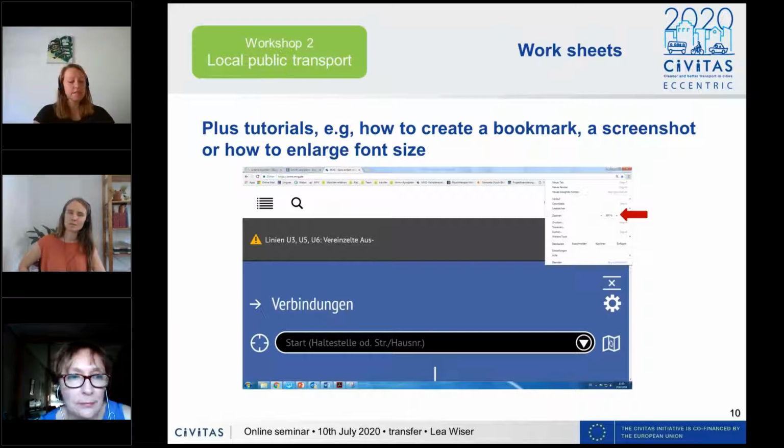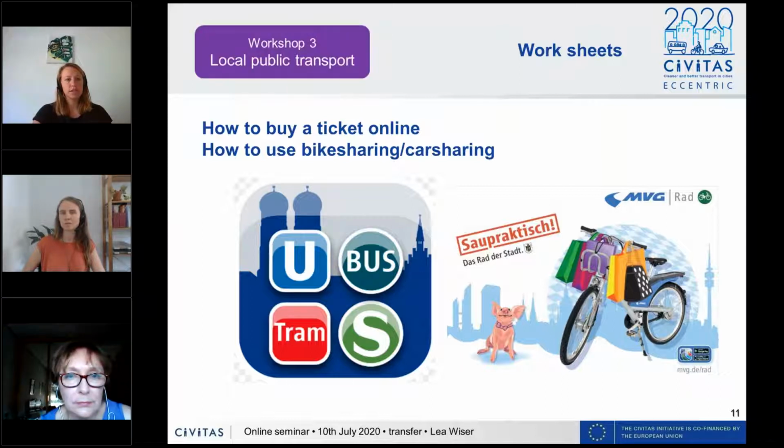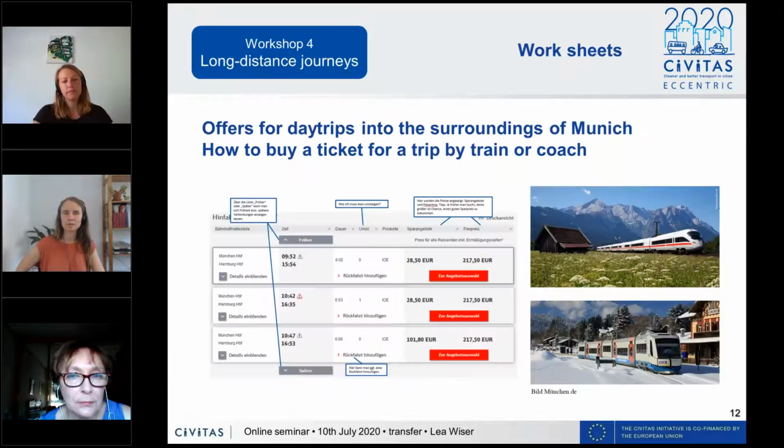Of course, there are two devices, so computers or smartphones, and both of the tutorials are in the worksheets. So the seniors can just decide which device they want to use. So this was local public transport, and we have another topic in the last session, the long distance journeys, where they can see how they buy a ticket online for the train and where they can do some trips around Munich.